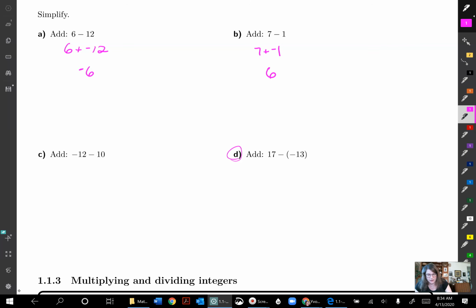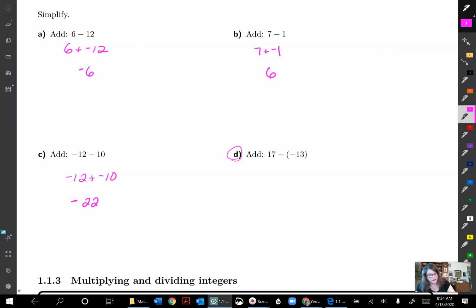So letter C, add -12 minus 10, so we can rewrite that as -12 plus -10. And then they have the same sign, so we just add the digits together and take this sign. If we're $12 down, another $10 down, we'd be $22 down. So sometimes people get a little confused. They think that two negatives make a positive. They've learned that along the way. But when we're just adding two negatives, it stays negative.